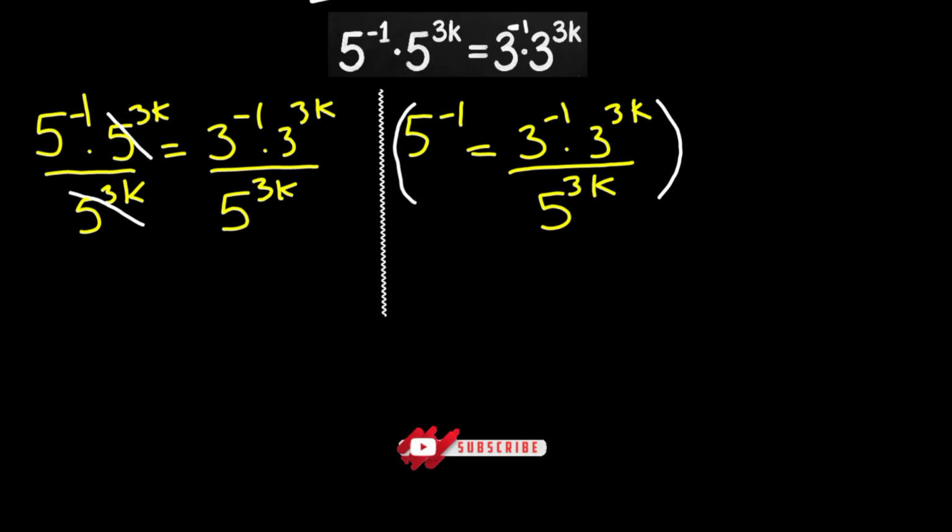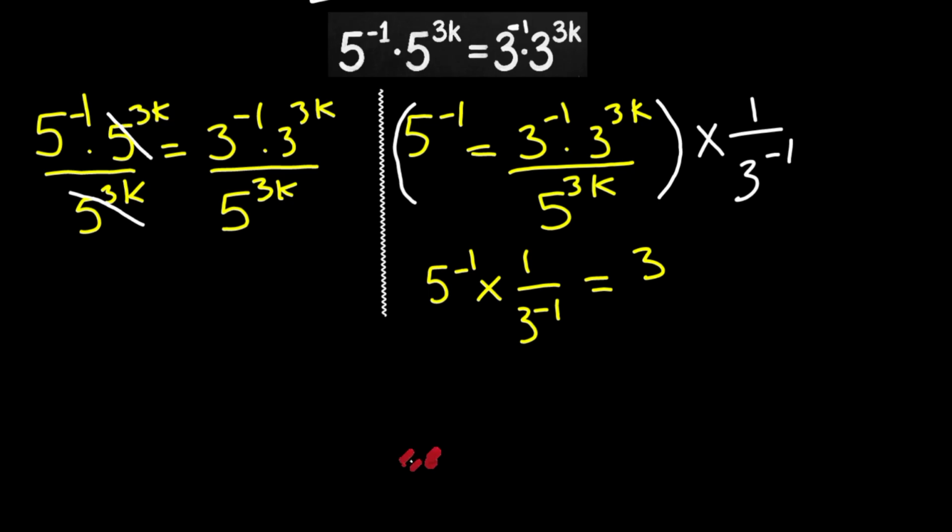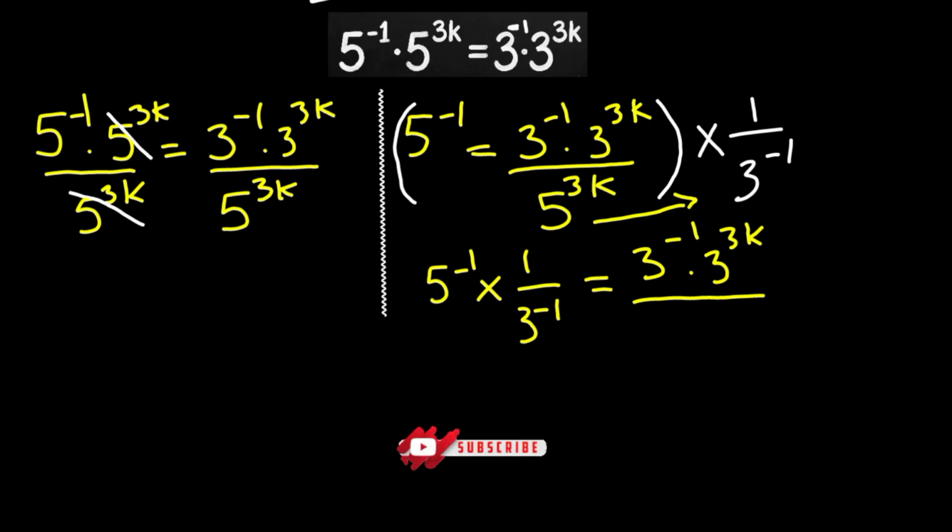We are going to be multiplying the equation by 1 all over 3 to the power of minus 1. Then that will give us 5 to the power of minus 1 times 1 all over 3 to the power of minus 1. And that will equal 3 to the power of minus 1 times 3 to the power of 3k. And because we are multiplying by a fraction, therefore the two denominators multiply one another to give us 3 to the power of minus 1 times 5 to the power of 3k.